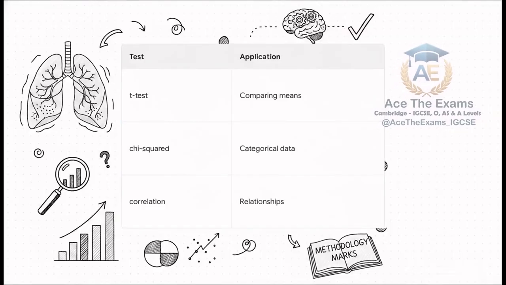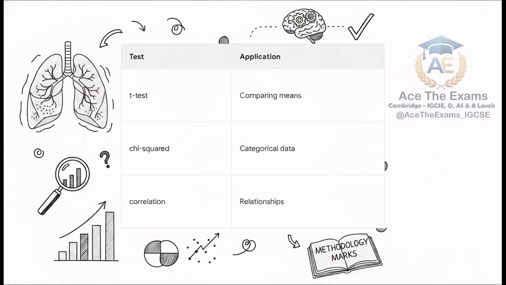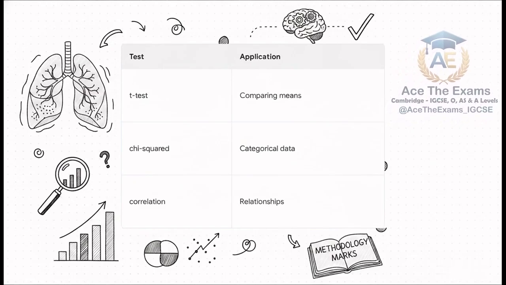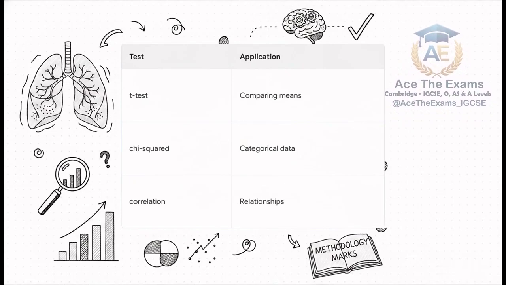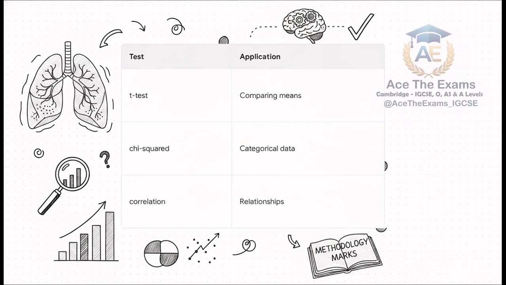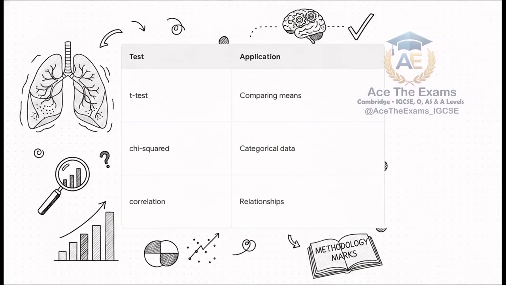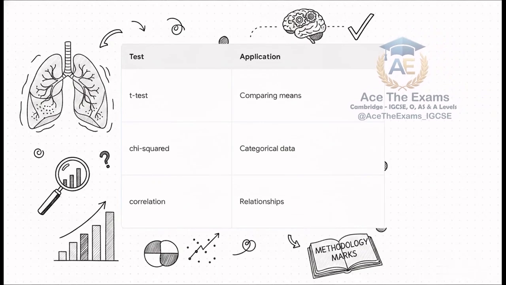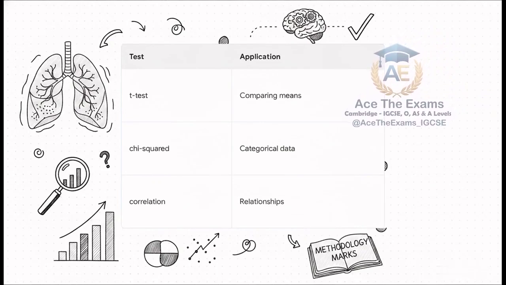Okay, so to build that analytical toolkit, you have to select the right statistical framework. It's like picking the right tool for the job. When evaluating data regarding alveoli and blood capillaries, a t-test is your go-to for comparing means. You use a chi-squared test when you're dealing with categorical data. And obviously, correlation tests are what you use when you want to establish relationships between variables. Nailing the exact right test is exactly how you secure those critical methodology marks.